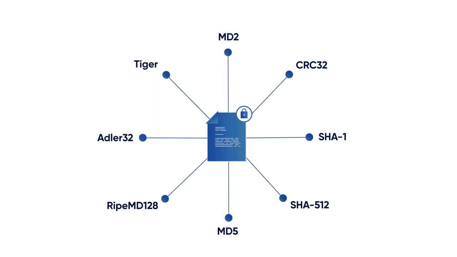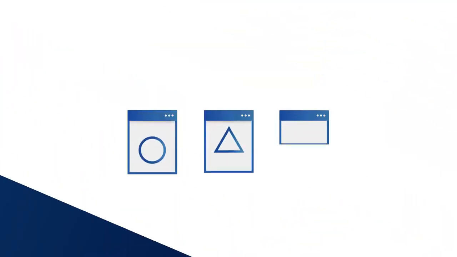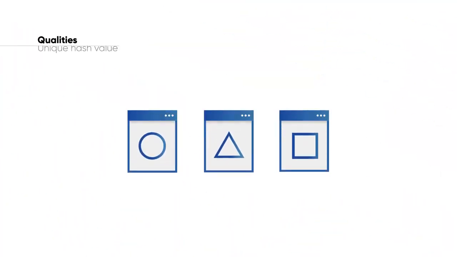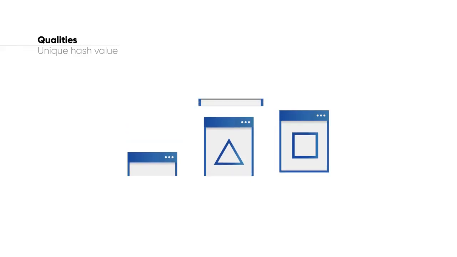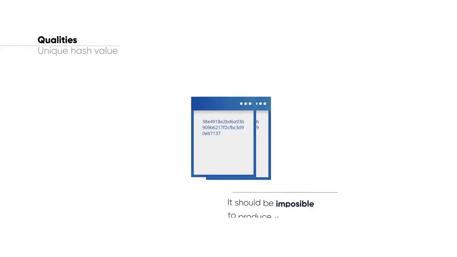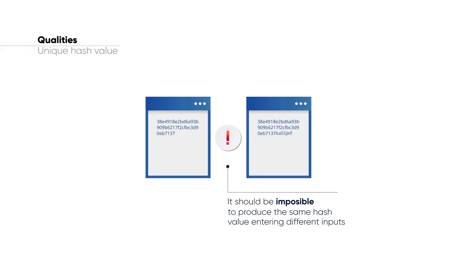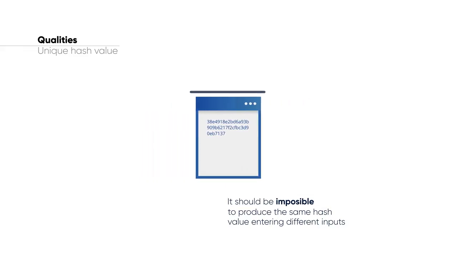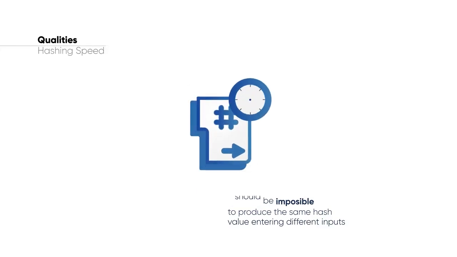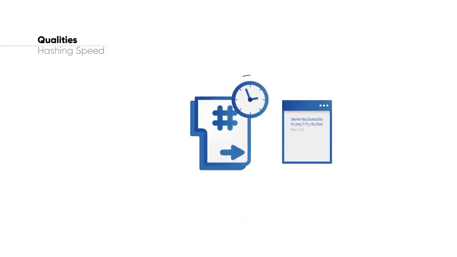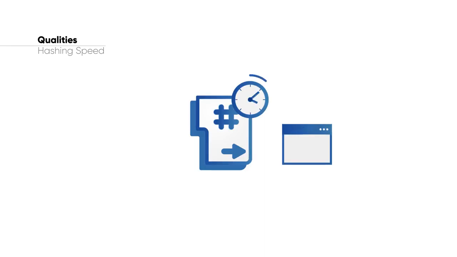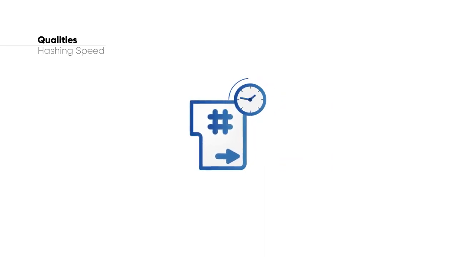some qualities to be considered useful. Each hash value, or output, has to be unique. This means that it should be impossible to produce the same hash value entering different inputs, and therefore the same message should always produce the same hash value. The hashing speed is also an important factor. A hash function should be quick to produce a hash value.